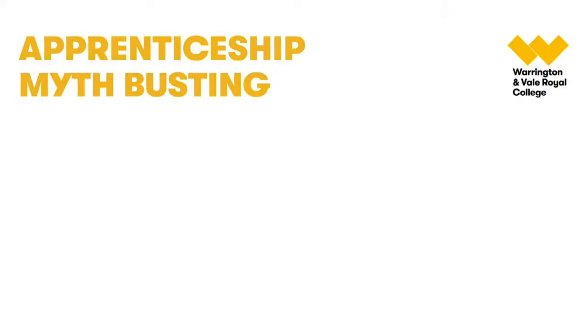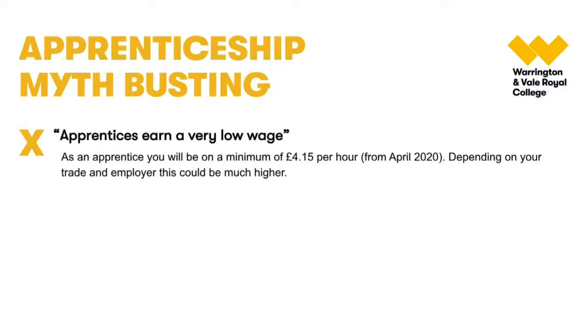So there's a few myths about apprenticeships which we hope we can clear up here. Apprentices earn a very low wage. As an apprentice, you will be on a minimum of £4.15 per hour as from April 2020. Depending on your trade and employer, this could be much higher.